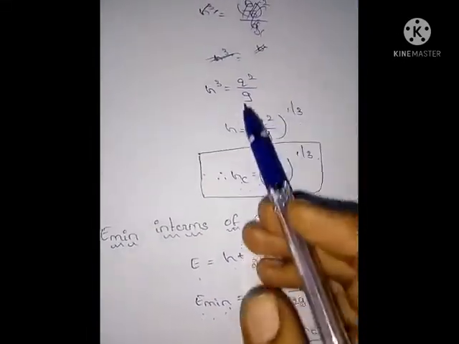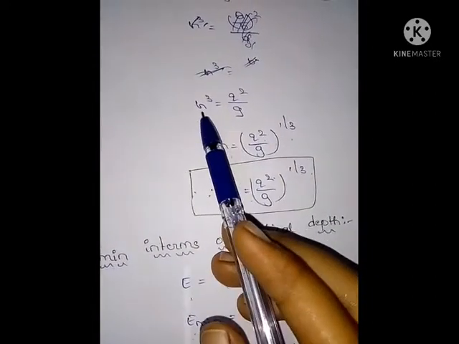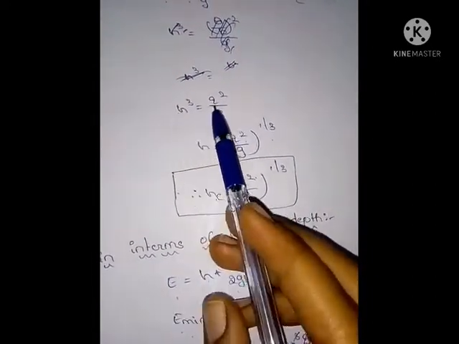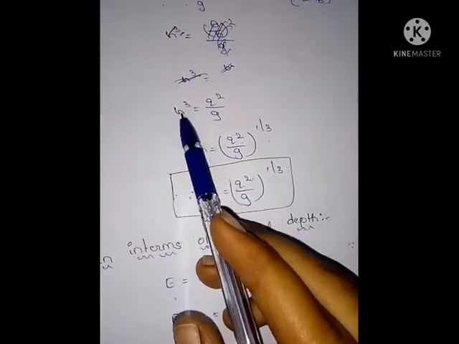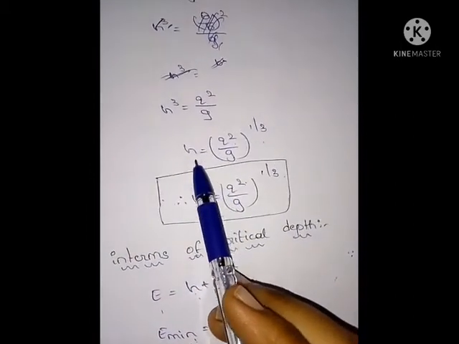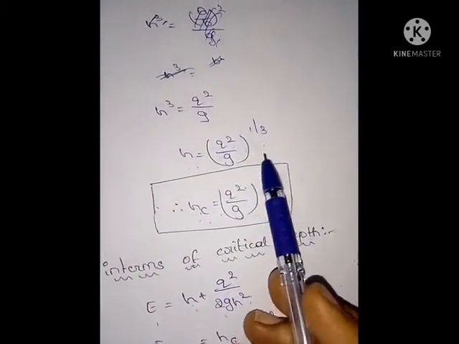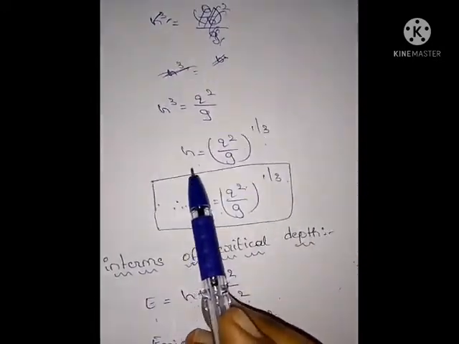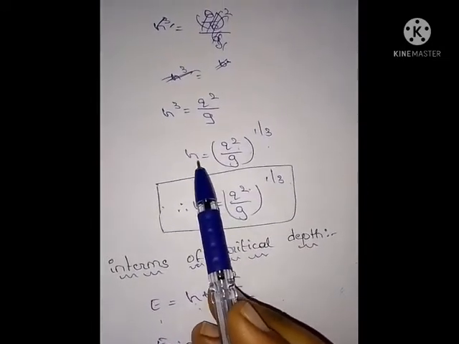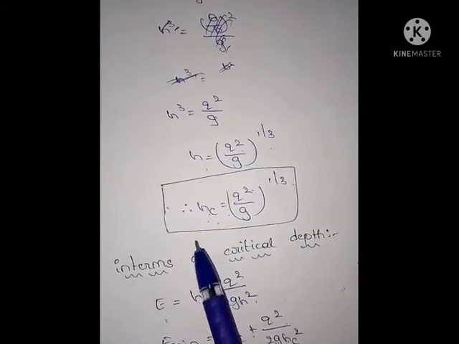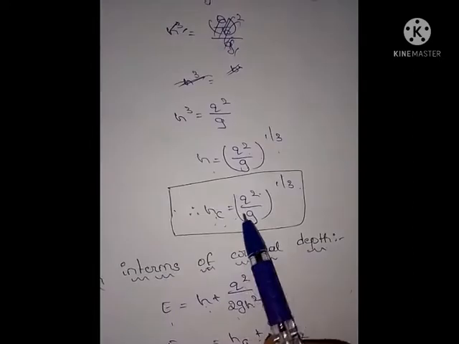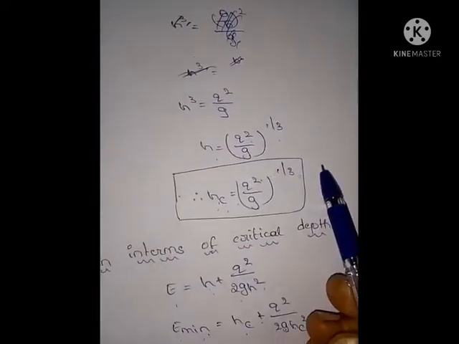Next, we have to find h, not h cube. So move this power 3 to this side. So h is equal to q square by g whole power 1 by 3. And here we are finding critical depth, so in the place of h we have to write hc. Finally we got hc equal to q square by g whole power 1 by 3.